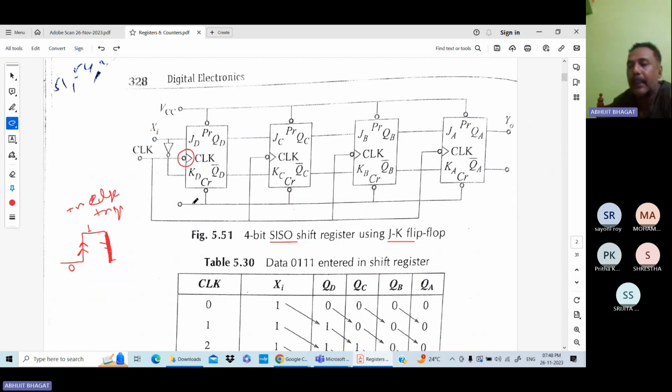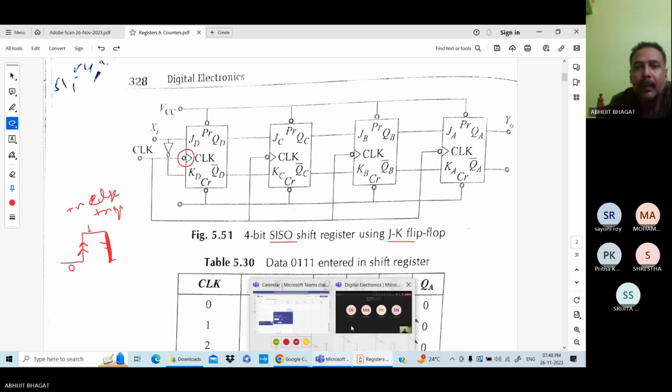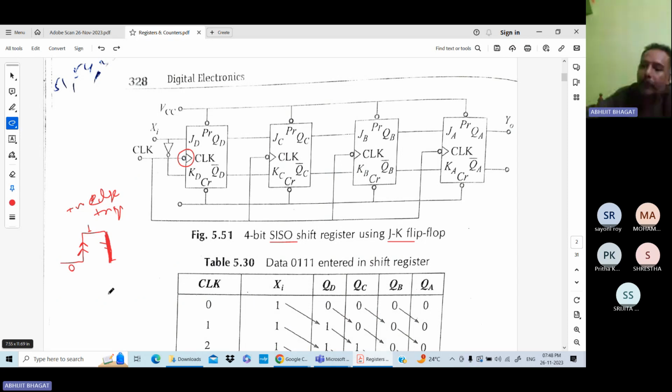Do you remember or have you forgotten preset and clear? Have you remembered it? Farhan, Sayoni, we already discussed the function of preset and clear. Do you remember a little, or is it totally 0?